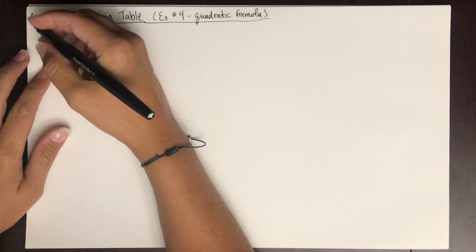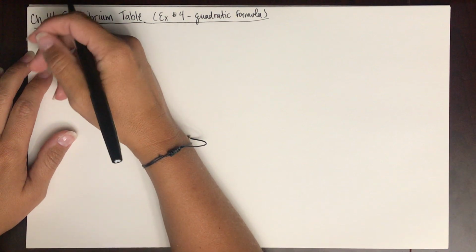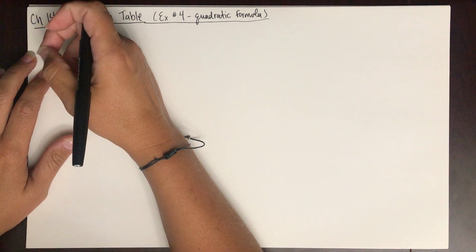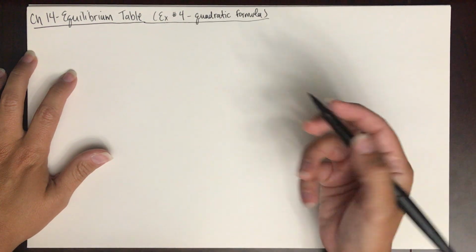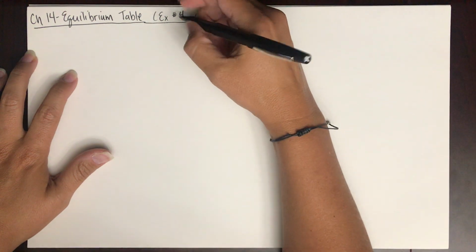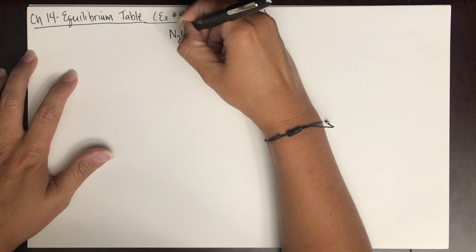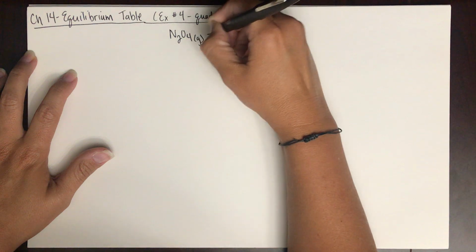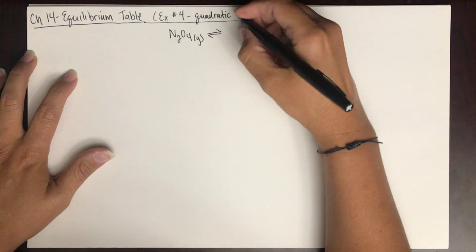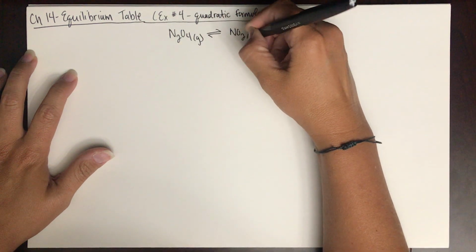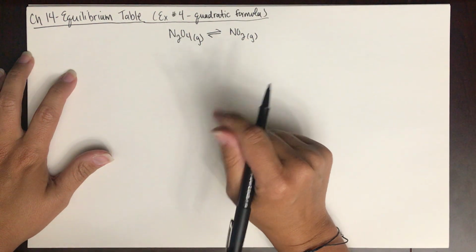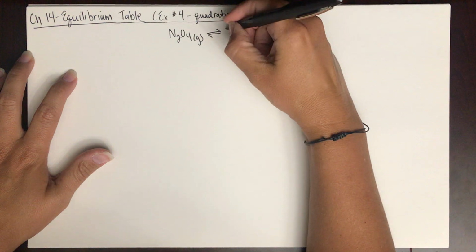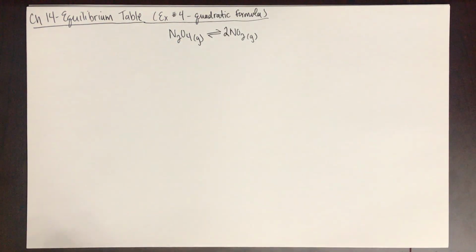So here's the problem. It says dinitrogen tetraoxide decomposes to nitrogen dioxide, and this is the equation. I'm just going to write out the equation just to save time because this will take a lot of calculations. So dinitrogen tetraoxide is going to decompose into nitrogen dioxide. And again, you always need to make sure that your equation is balanced. This is not balanced. I need a 2 here. Okay, so there's the reaction.